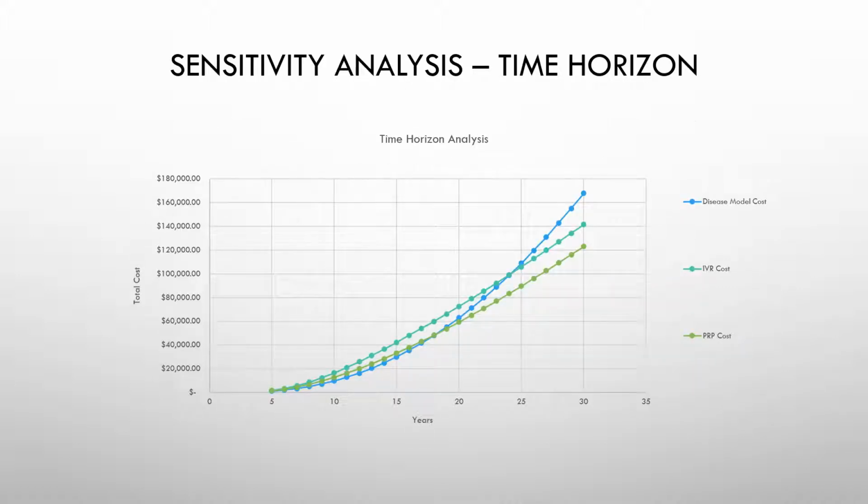For this presentation, there's not time to go through all the sensitivity analysis, but touching on one of the important things with the time horizon, this was mentioned earlier, but you see that crossover of disease model becoming more expensive than both treatments at year 25. And you also see around year 30 that PRP is actually increasing faster than IVR. So this may suggest if you really extend the time horizon, you will actually see IVR be the preferable method.